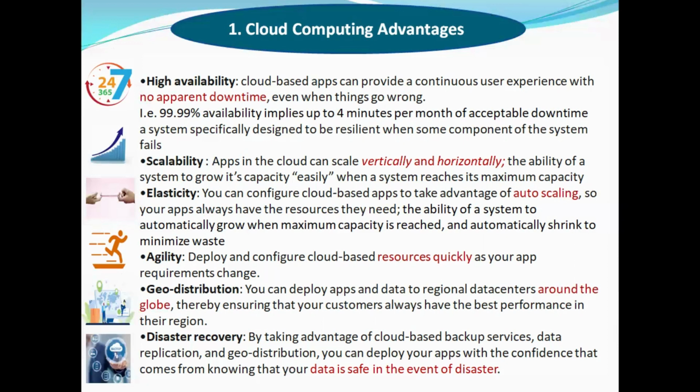Then we have agility. That means we will be able to deploy and configure all our resources quickly based on requirement changes. That is agility. Geo-distribution. That means Azure Cloud Technology has n number of resources which are distributed across the world. Then we have disaster recovery, which means whenever there is a disaster, Azure will make sure to have your data in a safe backup procedure.